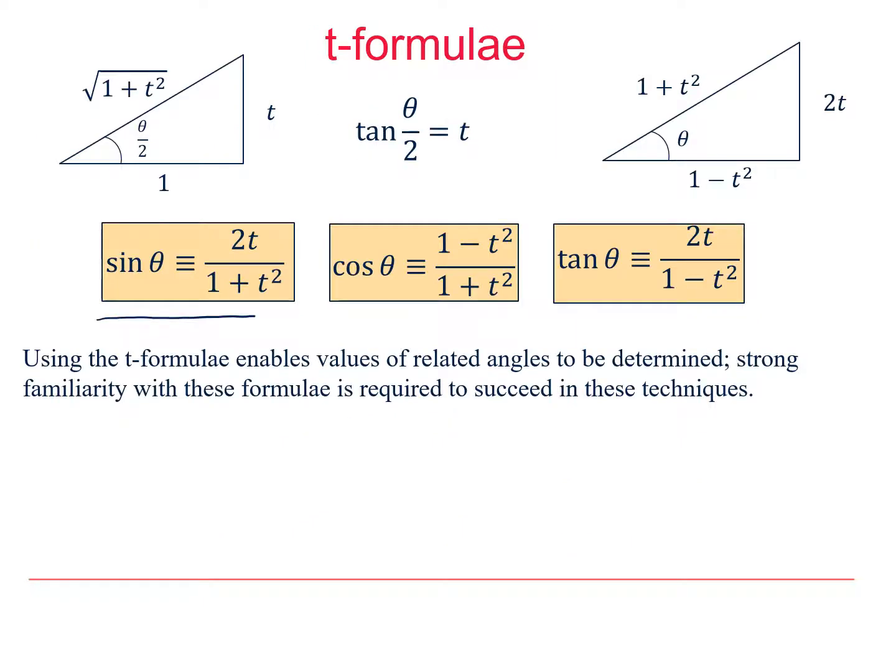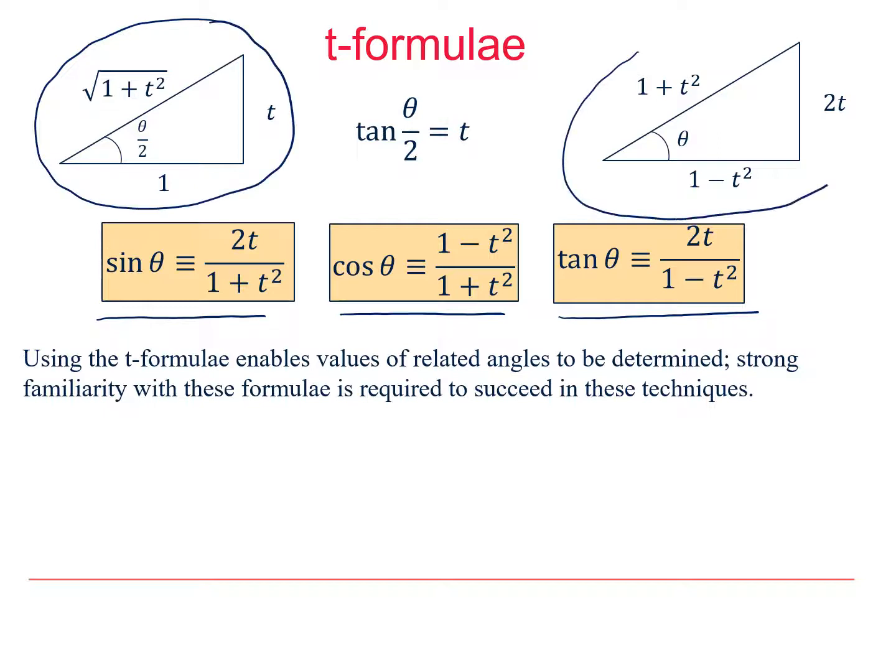So here are the 3 formulae that we need. And to help commit them to memory, we have these visual representations using 2 triangles. And that's all associated with t being tan theta over 2. Of course, you can double up those angles as we saw in the last question. Strong familiarity with these formulae is required to succeed.